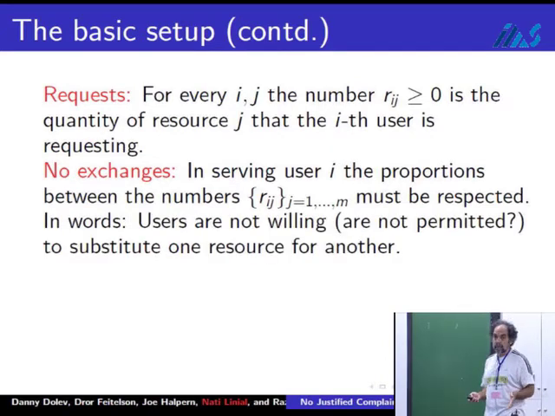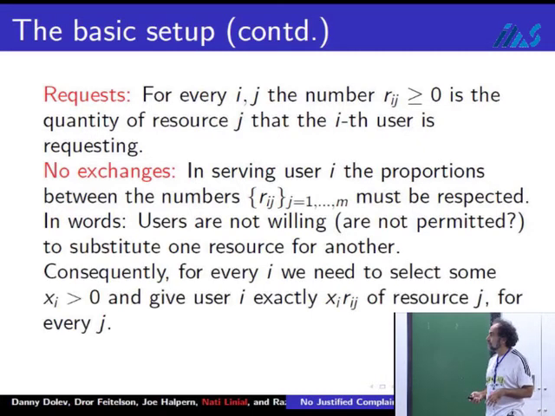So users are unwilling, or perhaps if you're thinking about other situations, perhaps there are external rules that rule out these possibilities. These numbers are carved in stone. You cannot change them. So what we're allowed to do is find a factor that we will multiply the requests of each user by. So what we have to do is select positive numbers, x_i, for the ith player, and provide the ith player with x_i times his request of capacity j, for every j.